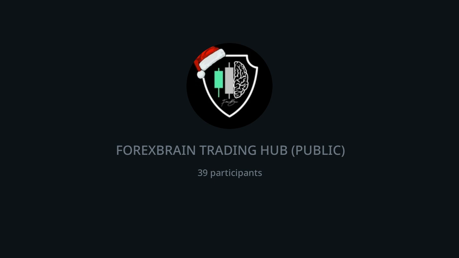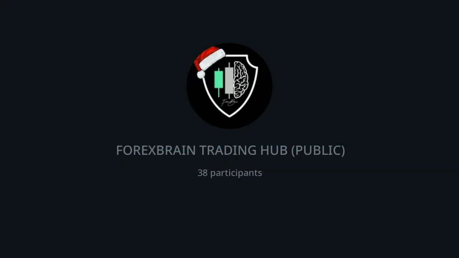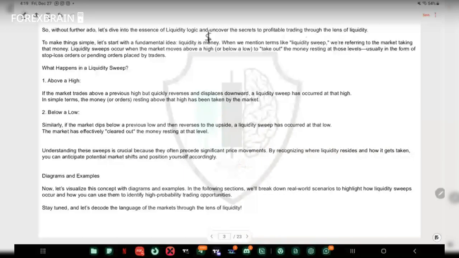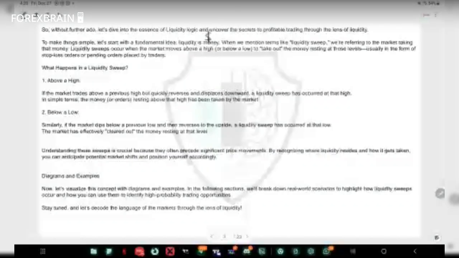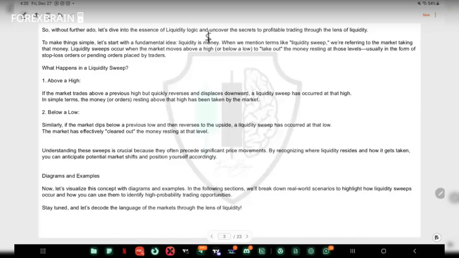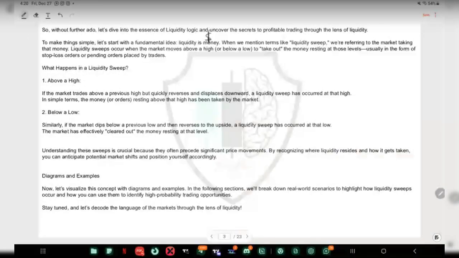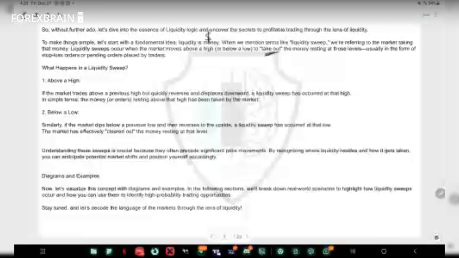So to make things simple, let's start with the fundamental idea of liquidity. Liquidity simply means money. Everyone knows that. So when we mention terms like liquidity sweep, we're referring to the market taking money, because the algorithm is built to take money. A liquidity sweep occurs when the market moves above a particular high, to take the money resting at those levels, usually in the form of what? Stop loss orders and pending orders placed by many traders. What does that mean?